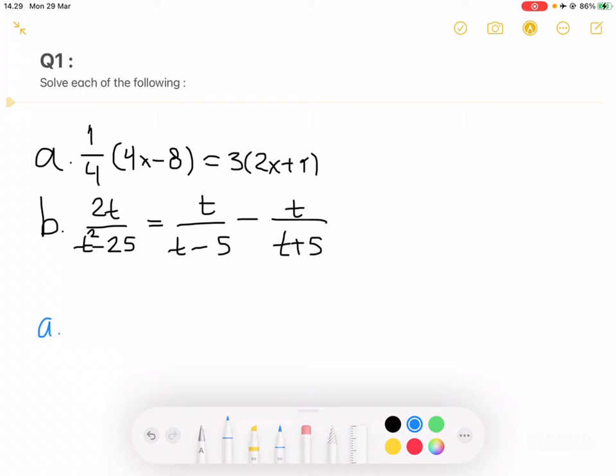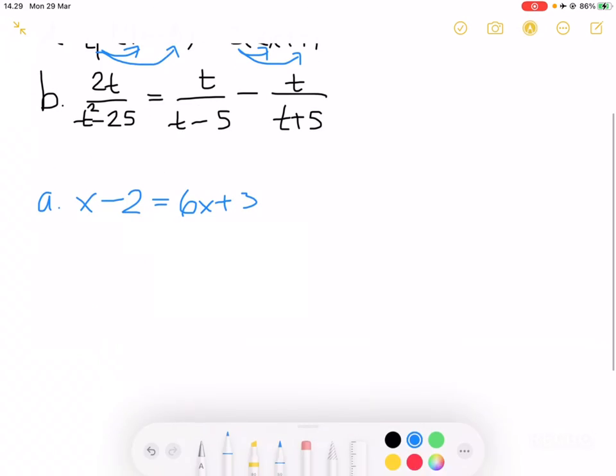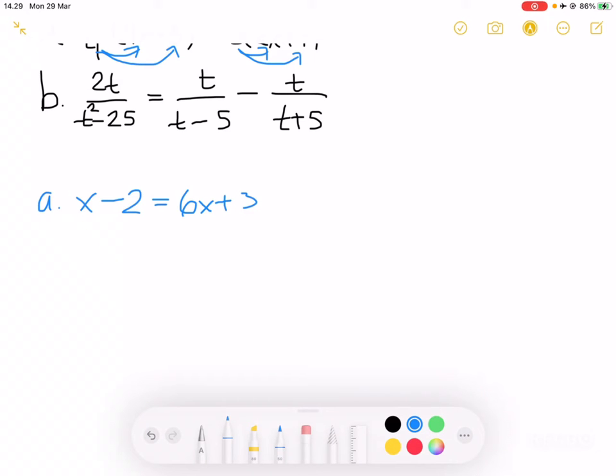Well, first you may notice that you can just distribute 1 over 4 into these. So you get 1 over 4 times 4x, which is just x, minus 1 over 4 times 8, which is 2. Now on the right hand side you can just do the same, just distribute these, you get 6x plus 3. And perhaps we can subtract 6x on both sides to get negative 5x. And then we can also add 2 on both sides to get 5 on the right hand side, and you'll get x is equal to negative 1.